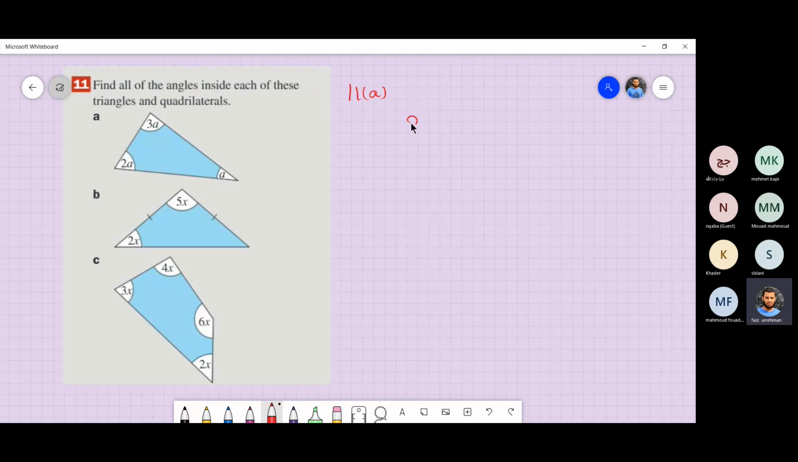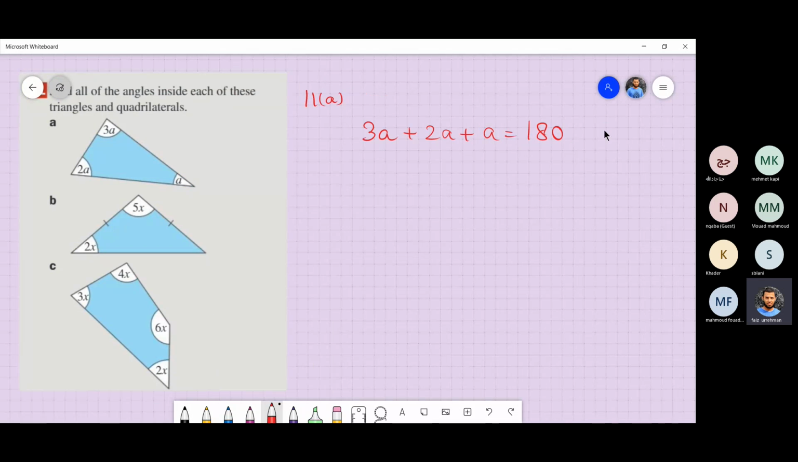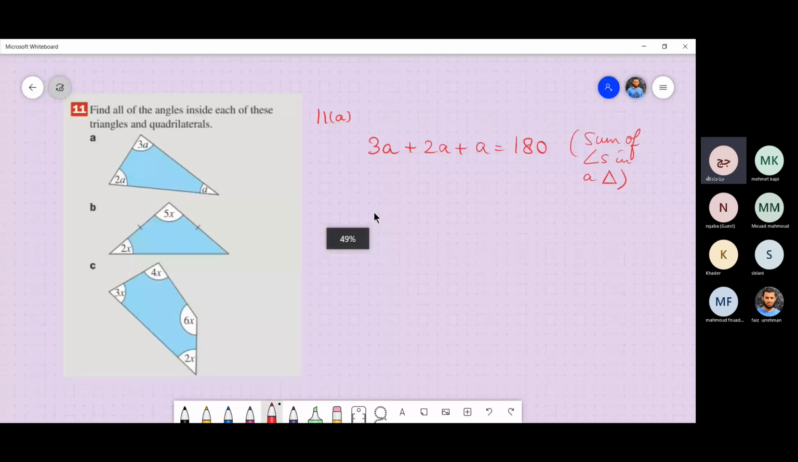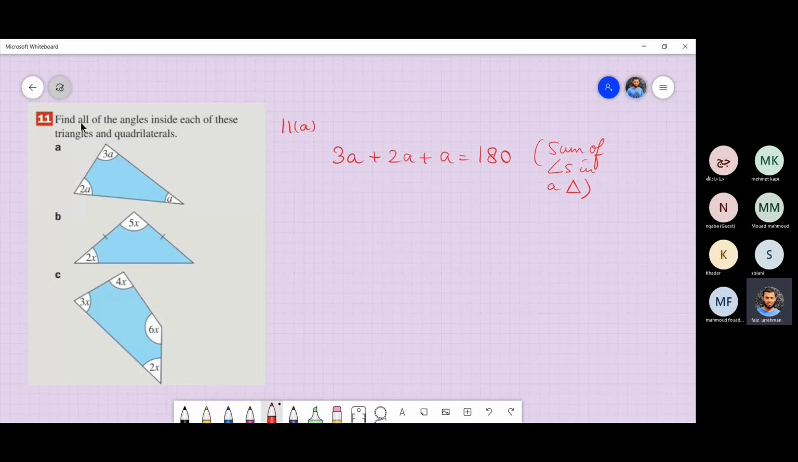Okay. So he told me 3A plus 2A plus A should give me 180, correct? As per the triangle angle sum property. Now, why 180? Because this is a triangle, and the sum of angles in a triangle should give me 180 degrees, correct? Yes, sir. Because if we add the three angles, we should get 180. So 3A plus 2A plus A equals 180.